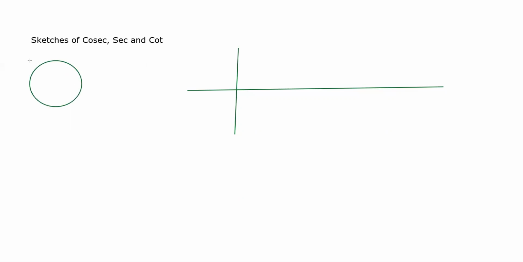Okay, guys, let's see how to draw the sketches of cosecant, secant, and cotangent. First of all, we'll start with the cosecant. So let me have here the vertical axis, the horizontal axis. And I need to add two circles here, and then I need to have two lines here.